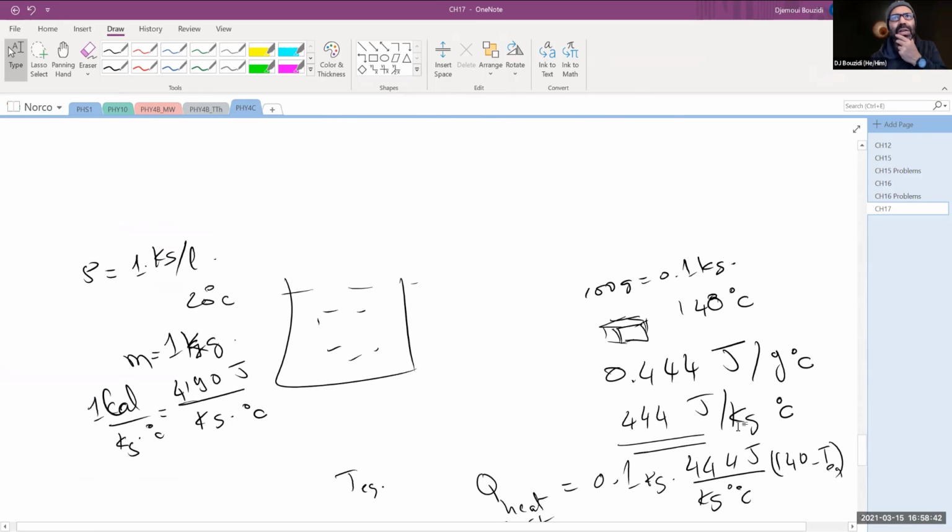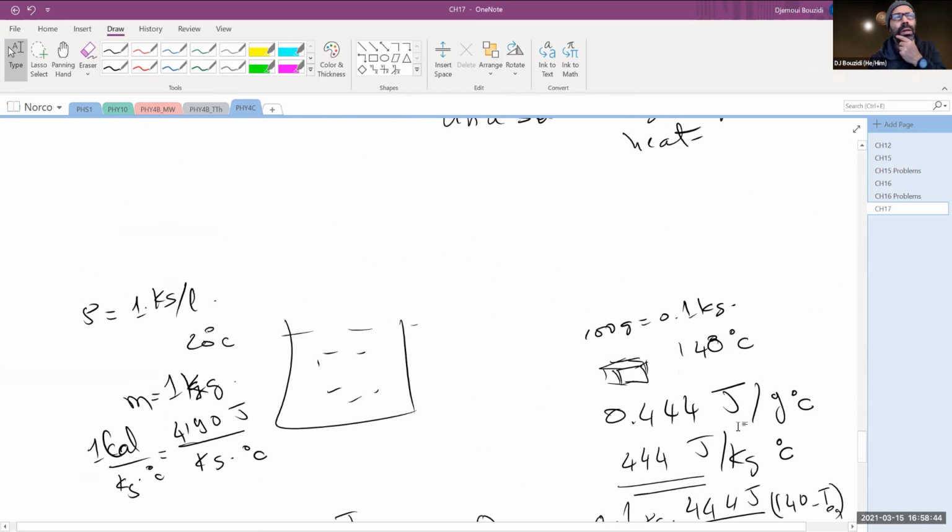Now, if you don't have things in joules, you have to convert them to joules. The specific heat for water is 4,190 joules per kilogram per degree Celsius. If you want to use the calorie as a unit, it's 1 big C, 1 calorie per kilogram per degree Celsius, and the calorie in this case is 4,190 joules.